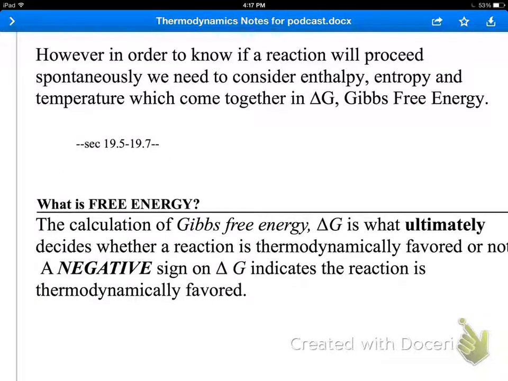Okay, in this podcast we're going to talk about Gibbs free energy and how Gibbs free energy will allow you to predict whether or not a reaction is spontaneous or thermodynamically favored. So in order to determine if a reaction is spontaneous, we need to consider the enthalpy, delta H, the entropy, delta S, and the temperature, and they all come together in Gibbs free energy.